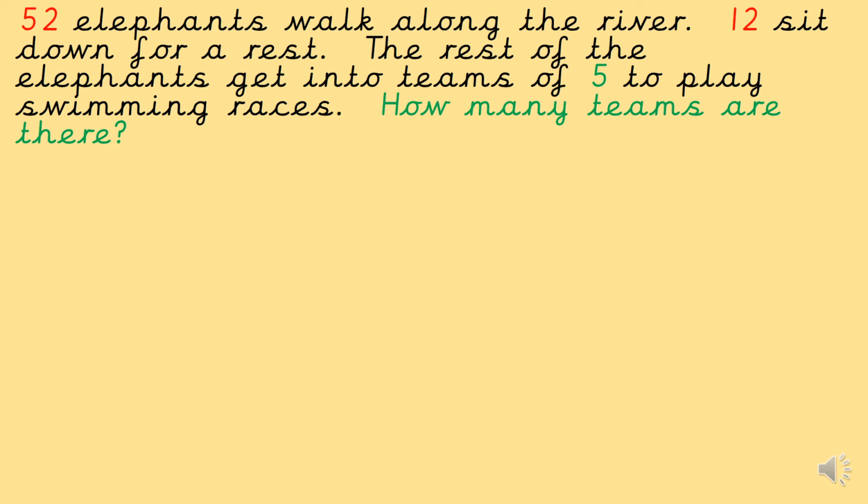So we have to pick out the important numbers that are going to help us solve this problem. The first part, 52 elephants walk along the river. 12 sit down for a rest. Do we need to add on those 12 or take away those 12? That's right, we need to take away the 12 that sit down. So have a go. 52, take away 12. Remember, we can draw our tens and ones to help us when we subtract a number. Pause the video now and have a go.